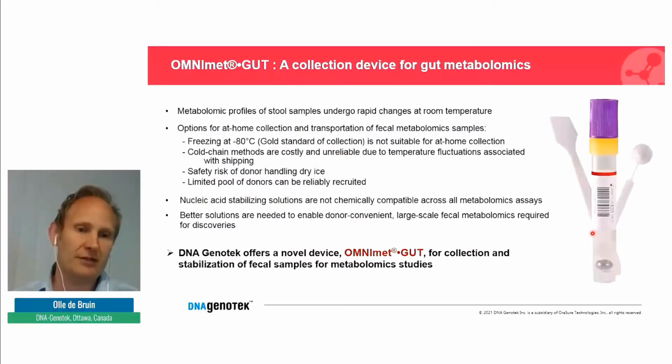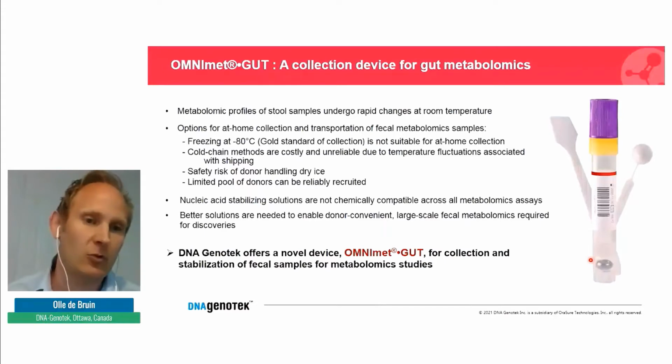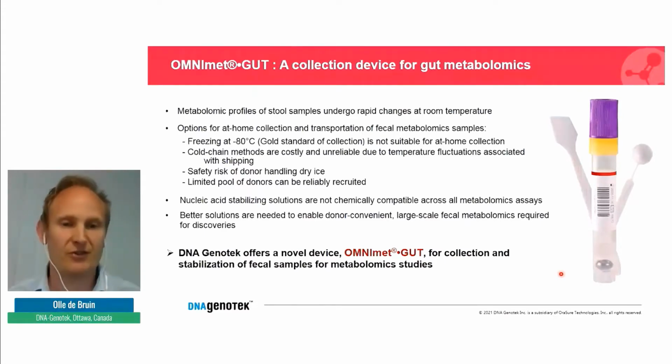That's pictured to the right, the OMNImet.GUT device. It features a volumetric cap so that you can control the amount of stool that enters the sample. The solution is a stabilization solution specifically formulated for metabolites, and we have a mixing ball in the tube as well to help with homogenization.